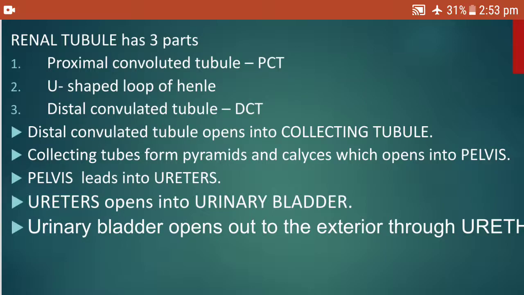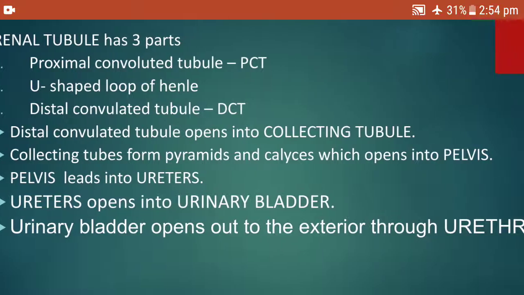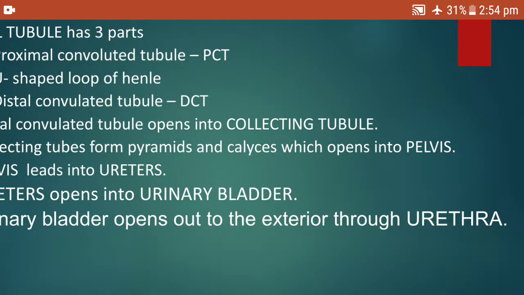Now let us see the renal tubule. We have seen the Malpighian tubule. Now the renal tubule has three parts: proximal convoluted tubule, U-shaped loop of Henle, and distal convoluted tubule. Distal convoluted tubule opens into the collecting tubule, the collecting duct. Collecting tubes form the pyramids and calyces, which open into the pelvis. Pelvis leads into the ureters, and ureters open into the bladder, and the bladder opens to the exterior through the urethra.